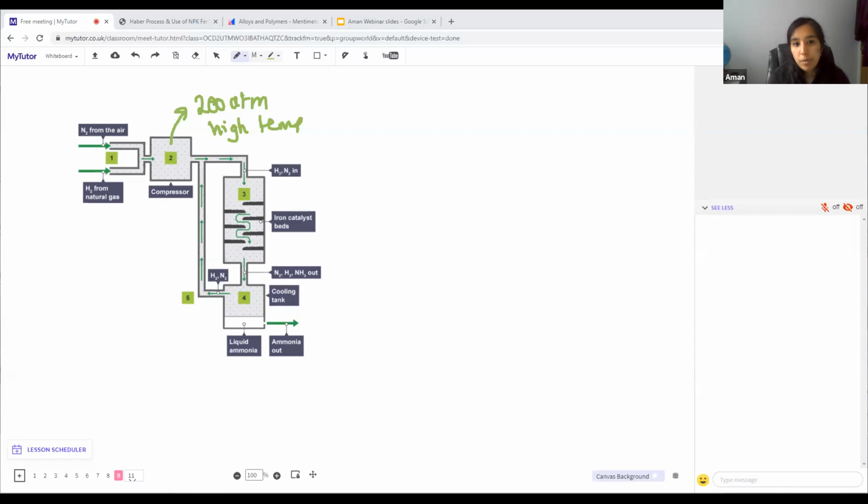Anyone remember? It's a good recap of rates of reactions. So how does a catalyst speed up a rate of reaction? Good, so it doesn't quite lower the activation energy. It provides an alternative route with a lower activation energy.